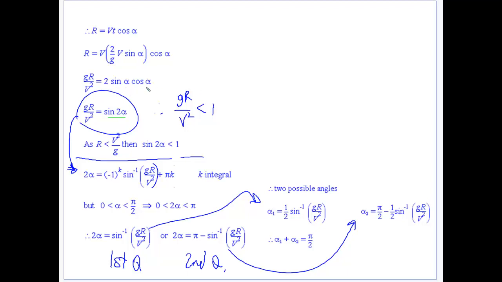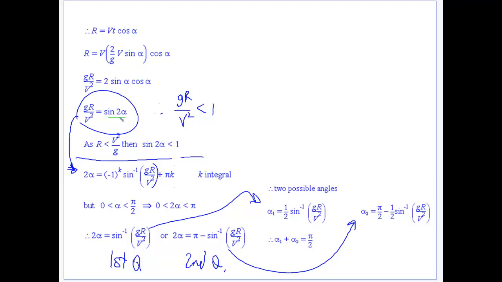It's going to be 1, because if we get either one of them, it's not going to work. So it's always going to be less than 1 here. Then we can say that gr on v squared must be less than 1, and we can establish that r is less than v squared on g.